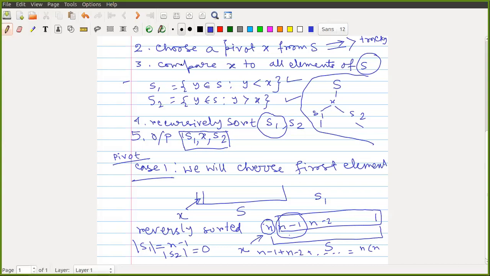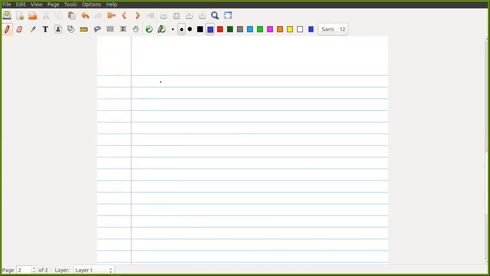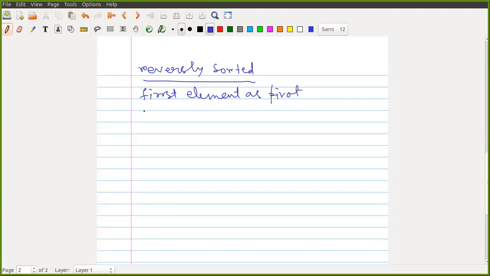Let me just give a new page. So basically for a reversely sorted input, whenever I am picking the first element as pivot, the number of comparisons is of order n squared, because in the first iteration I have to compare n minus 1 elements to X, then n minus 2, and similarly down to 1. This will be order n squared. Is this okay?